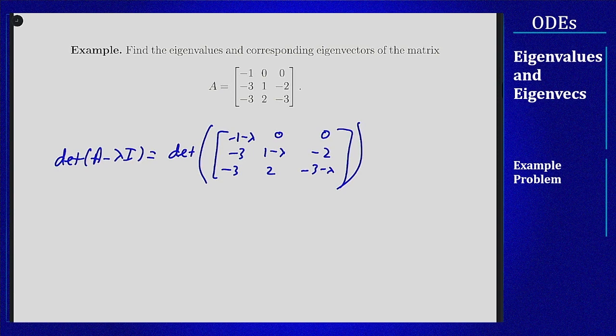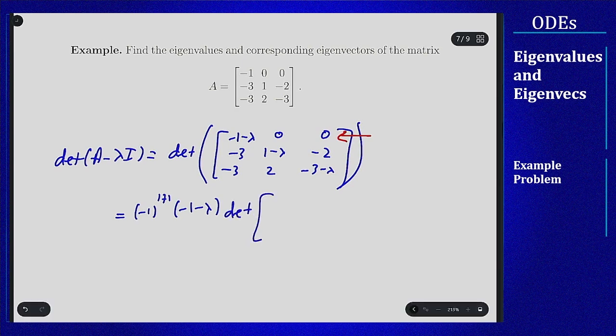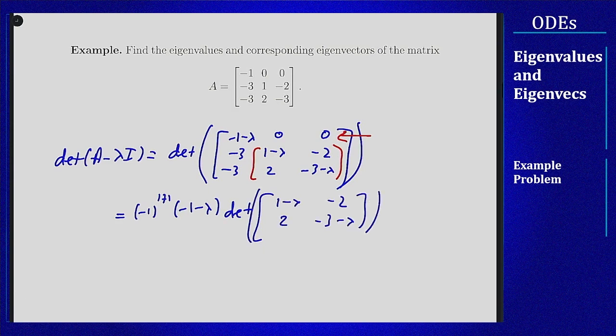To find this, we'll expand along row 1. There's only one non-zero thing in that row. So what does that give us? Well, that gives us that this determinant equals negative 1 to the 1 plus 1, negative 1 minus lambda, times the determinant of the opposite minor, which is these four down here: 1 minus lambda, minus 2, 2, minus 3 minus lambda. That's a 2 by 2, so let's work it out.